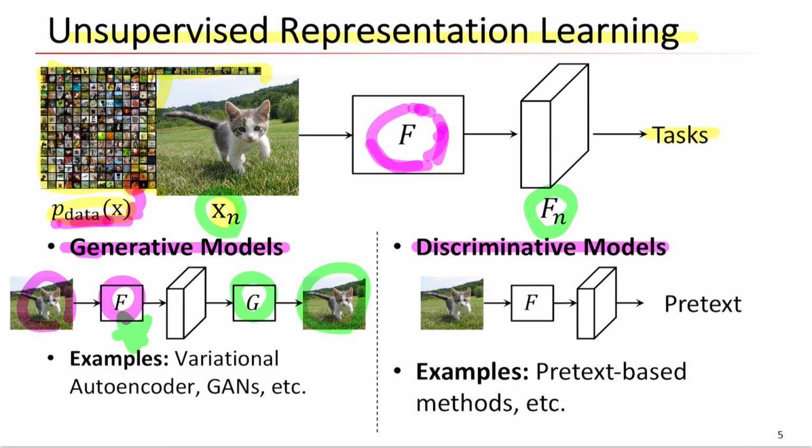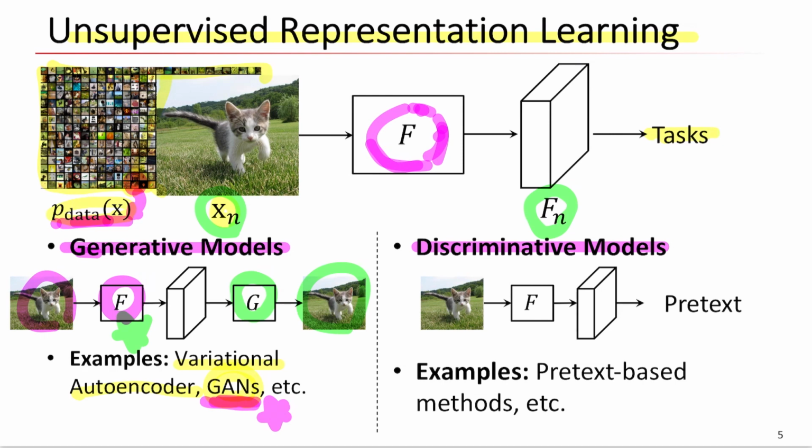Examples of the generative model are the variational autoencoder or GAN, right? Actually, this is one of the most important concepts nowadays in the computer vision field. So we will discuss this in a later slide.